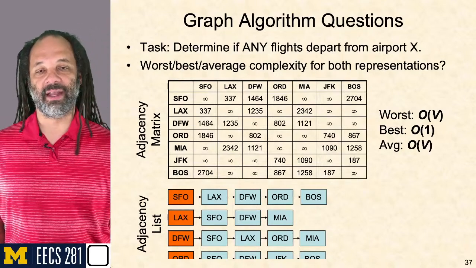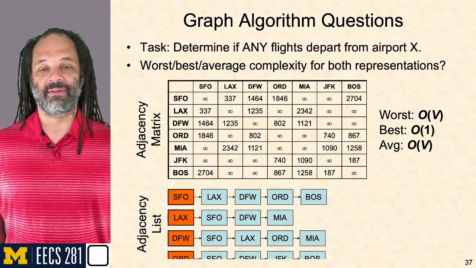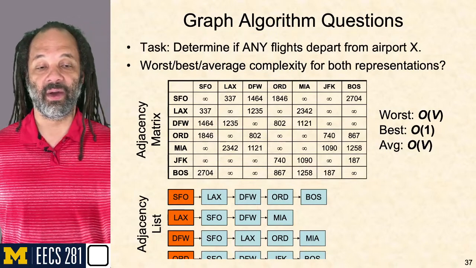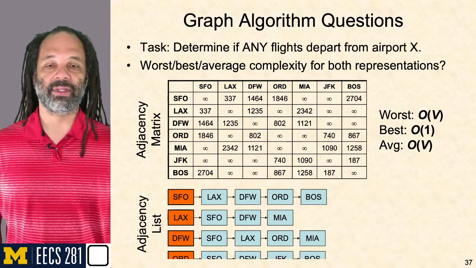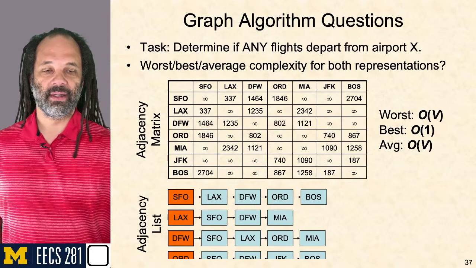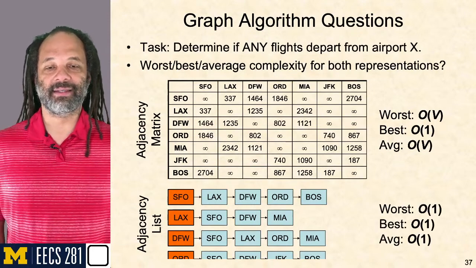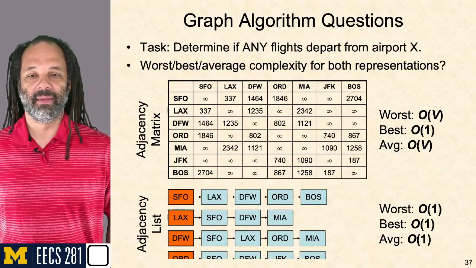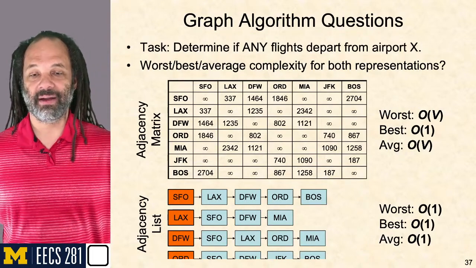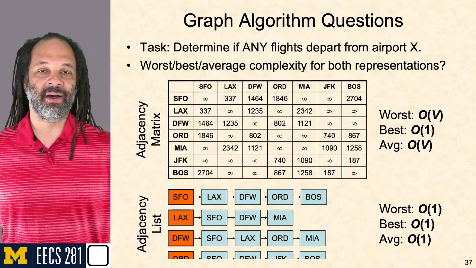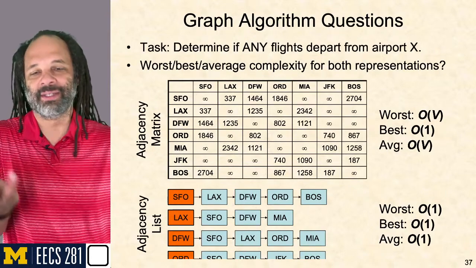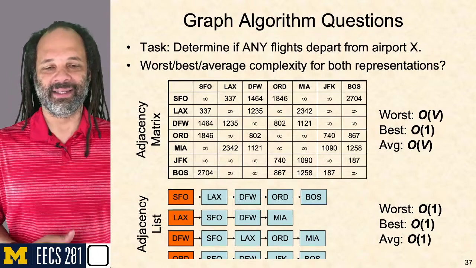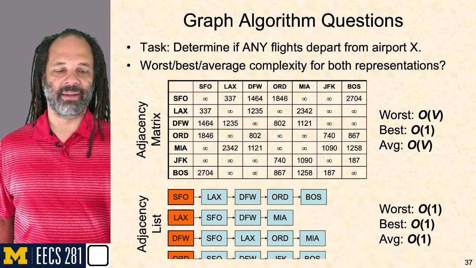On average though, I've got to look through half the list to find out that I found something, or the whole list to see that I don't. So big O of V there on the average case. Adjacency list, look at that, constant time all the way across the board. Worst case is to see if anything departs there. Worst case is if that thing's a null, there's no worst case. If it's a null, I'm not connected to anything. If it's not null, then I'm connected to something, and that's worst, best, and average case, constant time.